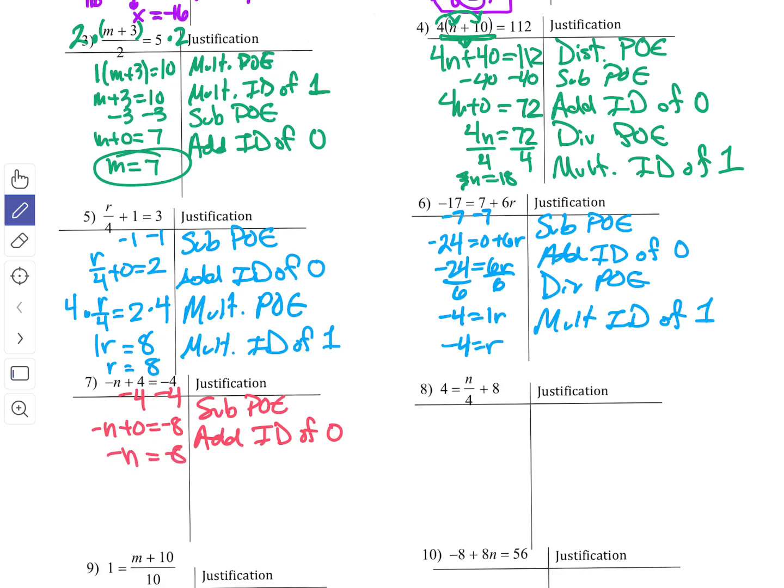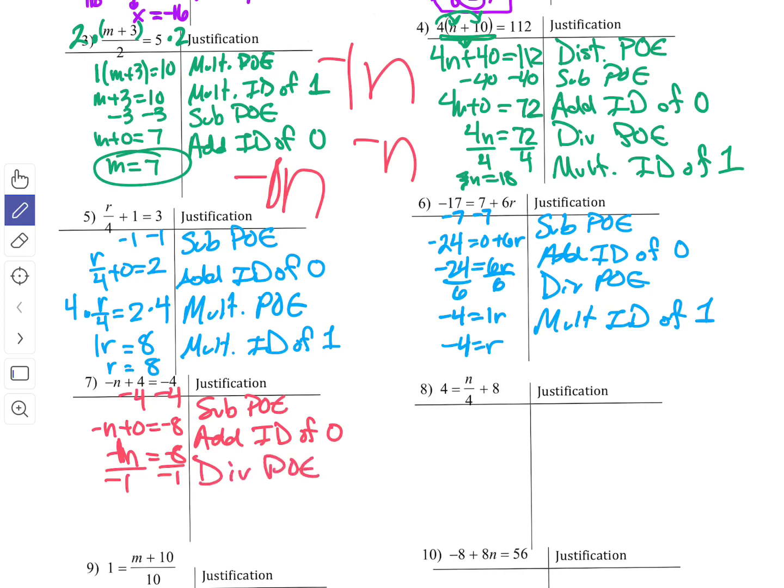Now, if you're not sure what to do here, remember a negative variable, just like we said, if we have n, that's really 1n. So if I had negative n, that would be negative 1n. So I'm going to divide by negative 1, because I want to get to a positive number. Negative 1 over negative 1 is a positive 1n equals negative 8 divided by negative 1, which is positive 8. So we get n equals 8. And there's all our justifications.